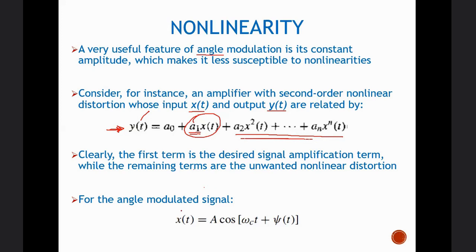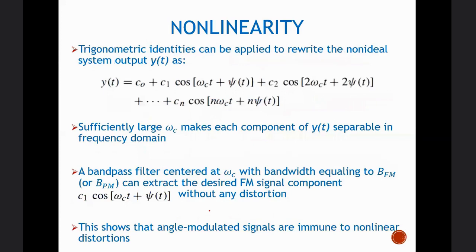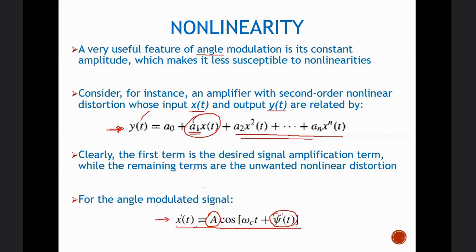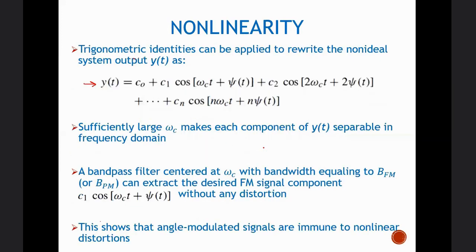Let's say we substitute an angle modulated signal in the above expression. An angle modulated signal is generally represented by this expression, where phi(t) represents the angle modulation and the amplitude A remains constant. We have trigonometric identities that can be used to obtain the output y(t) when the input x(t) is given by this expression. So we substitute this x(t) in the above expression, and the output is given by this y(t) here.